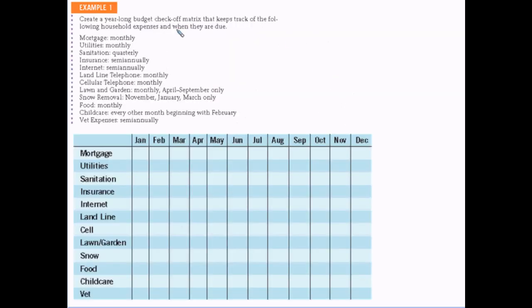Okay, so monthly, we know what that is. That's 12 times a year. Quarterly is every 3 months, semi-annually, every 6 months. And then you have some that are monthly, but only for certain months. Like if you live up north, you do not have to mow your lawn in the winter because it's covered with snow. But you have to maybe get snow removal. Okay, vet expenses, childcare. So we're going to do a checkoff matrix for each of these.